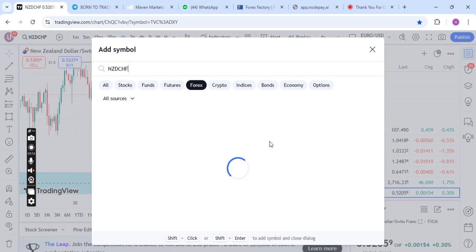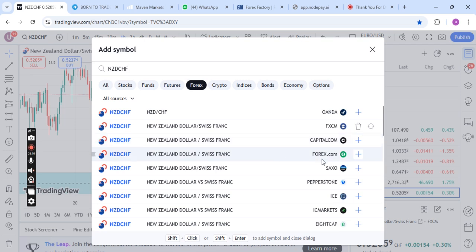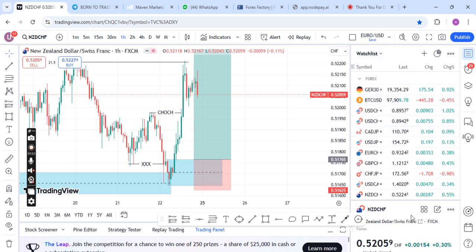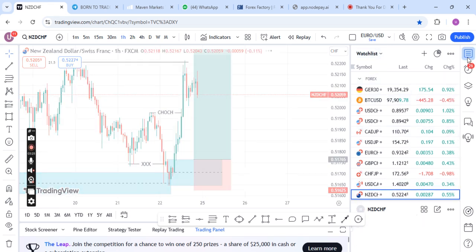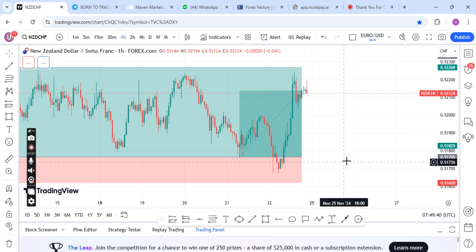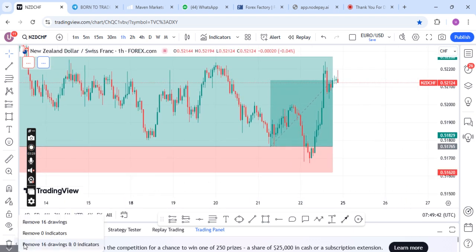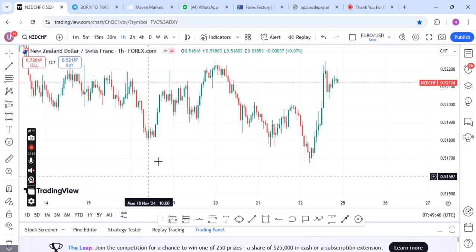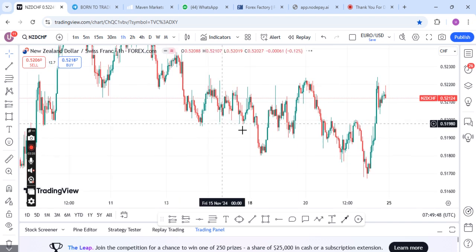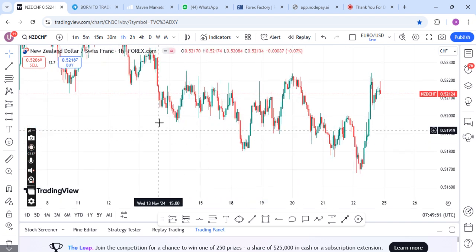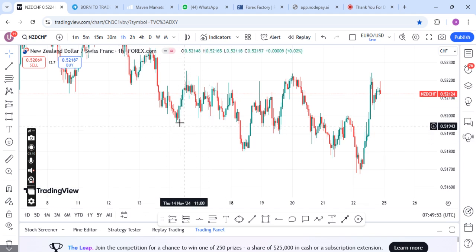So we're going to be using NZDCHF as well to see whether we can spot a valid point of interest. You know, a point of interest can be your demand zone, your supply zone, or your order block or whatever. Okay, let me delete everything here.